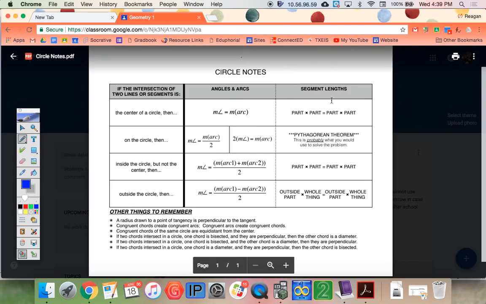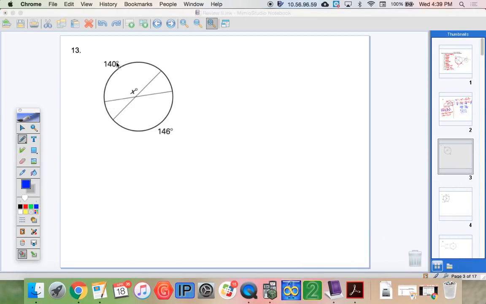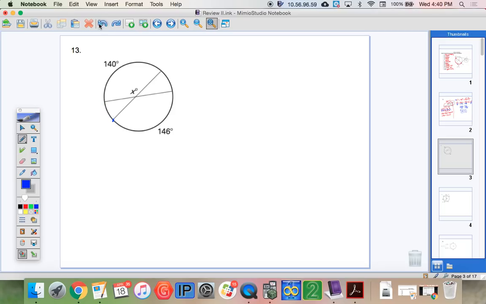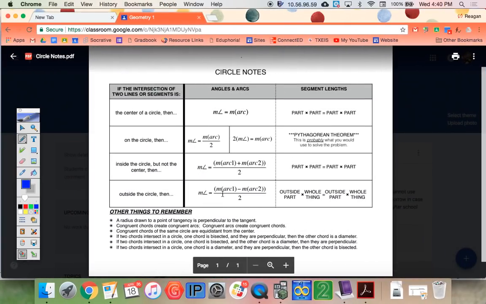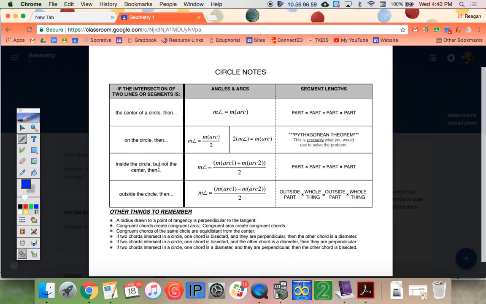If you're dealing with segment lengths, it's going to be one of these. So let's see. These have degrees on them, so that's going to be that middle column. And then we have to decide where these are intersecting, which is right here inside the circle. So degree measures inside the circle. Now it wasn't in the center, so the two lines intersect inside the circle but not in the center.